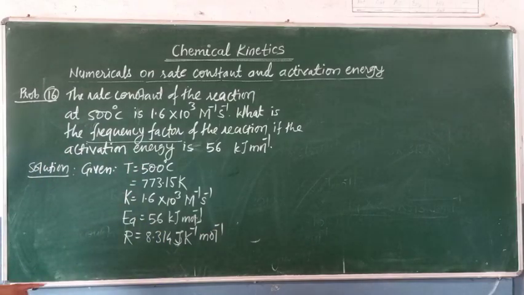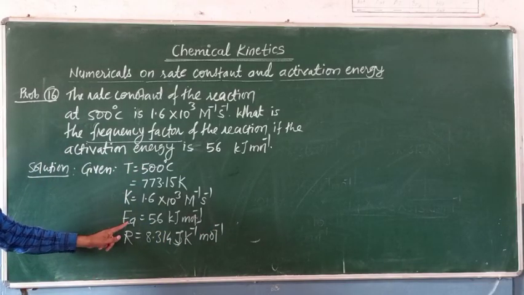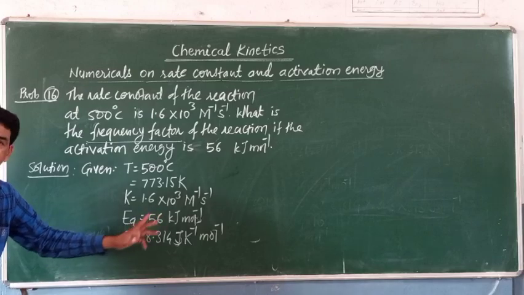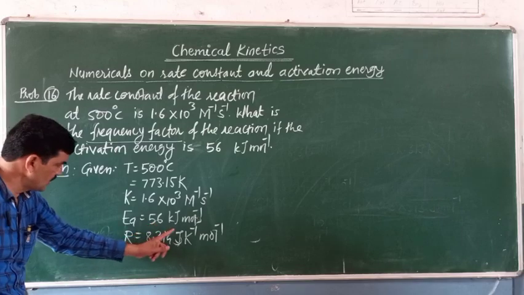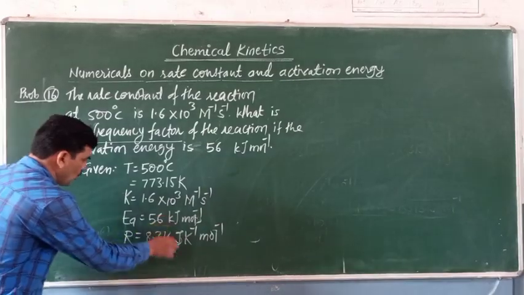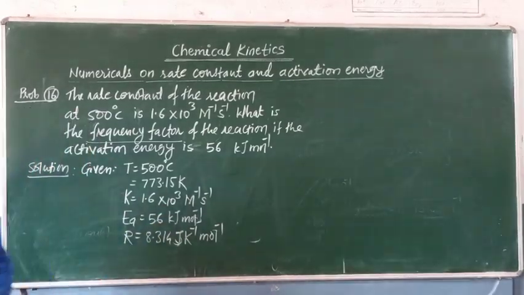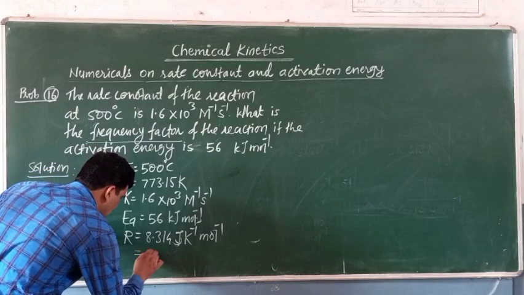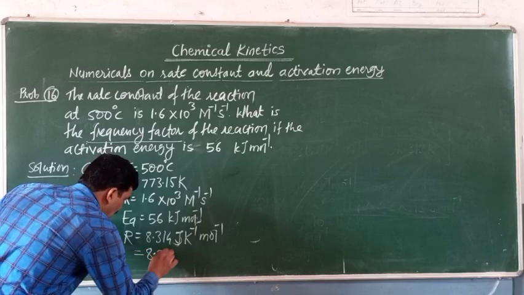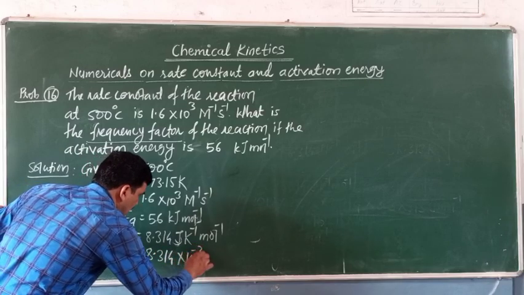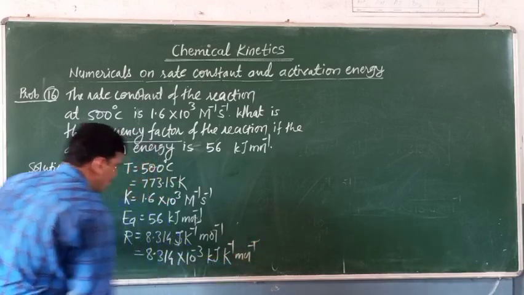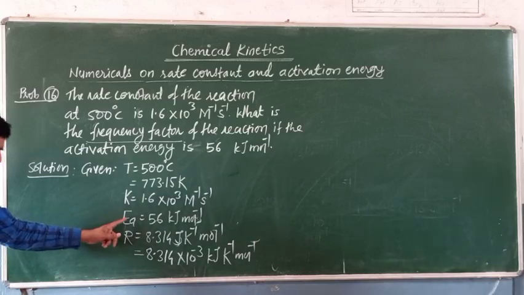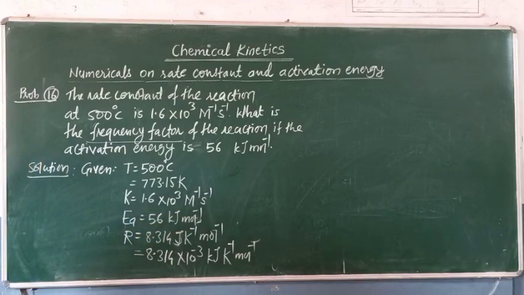But here you should remember that the unit of activation energy and molar gas constant should be the same. Here the activation energy is in kilojoule per mole and the molar gas constant is in joule per Kelvin per mole. Joule and kilojoule are different, so we can convert them into the same unit. We can convert the molar gas constant into kilojoule: 8.314 into 10 raised to power minus 3 kilojoule per Kelvin per mole. Now EA and R are both in kilojoule.